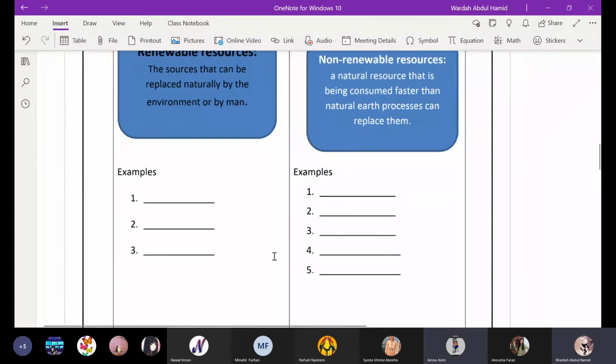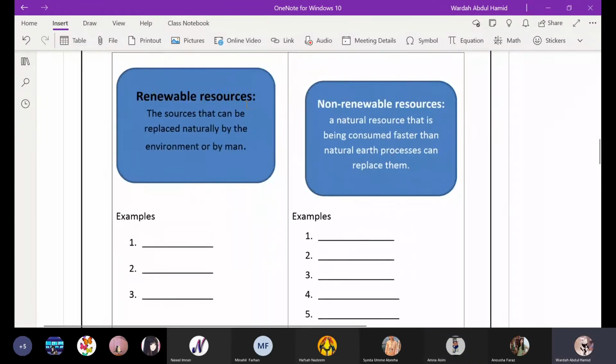Okay. Yes, girls, what are a few examples of renewable resources, that can be replaced naturally? What are some examples of renewable sources? Anyone? Soil and water. Okay, yes. What else? Think. What are non-renewable resources that are finishing very quickly because we are using all of those resources and they will finish one day?